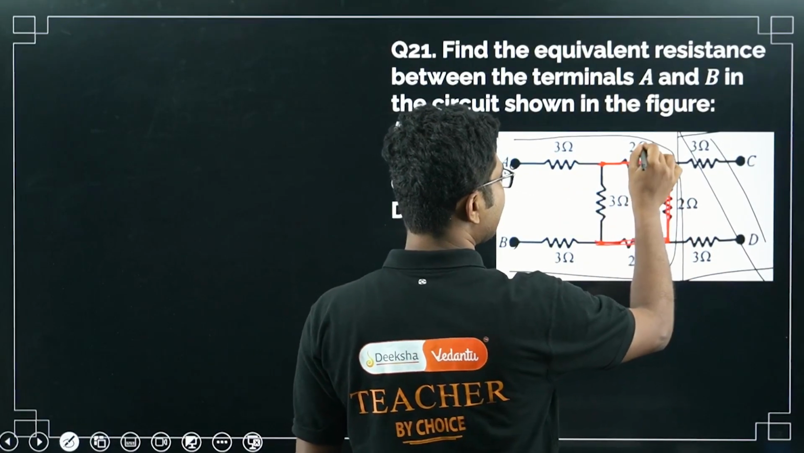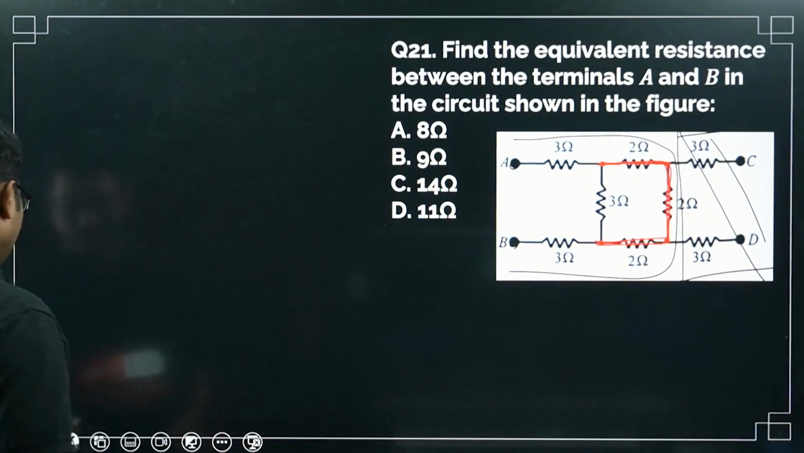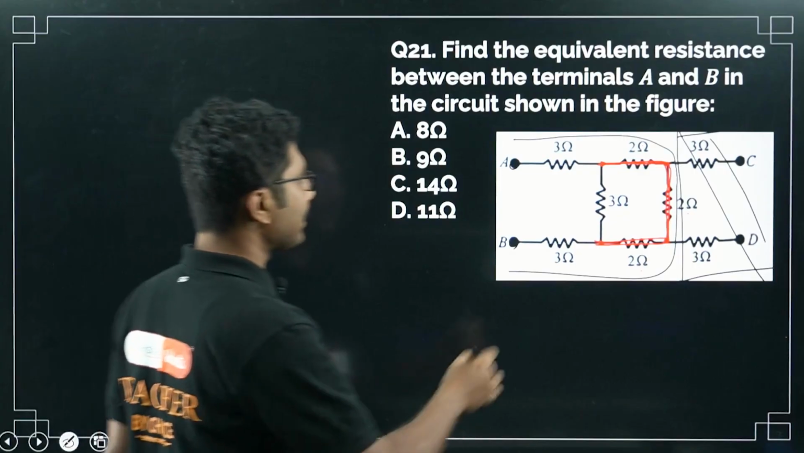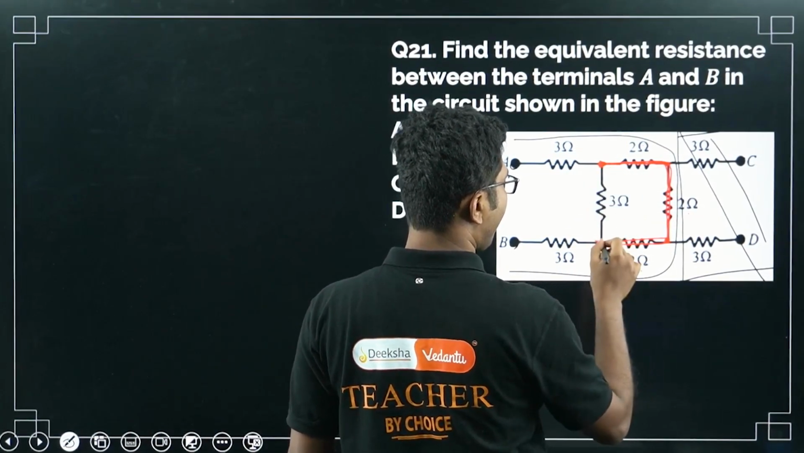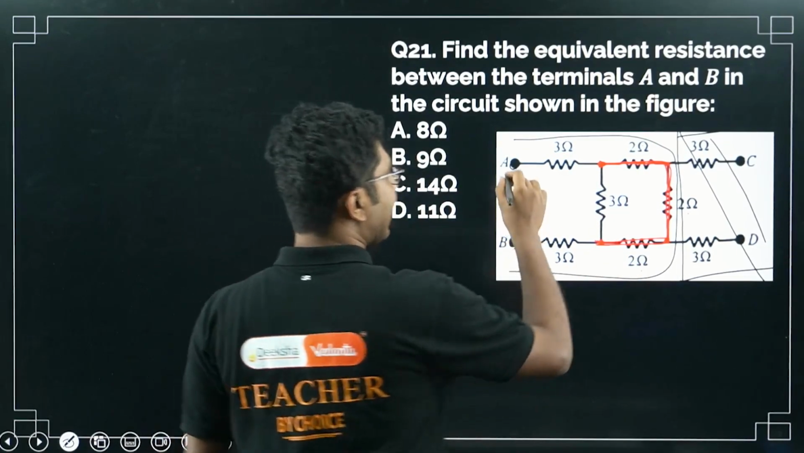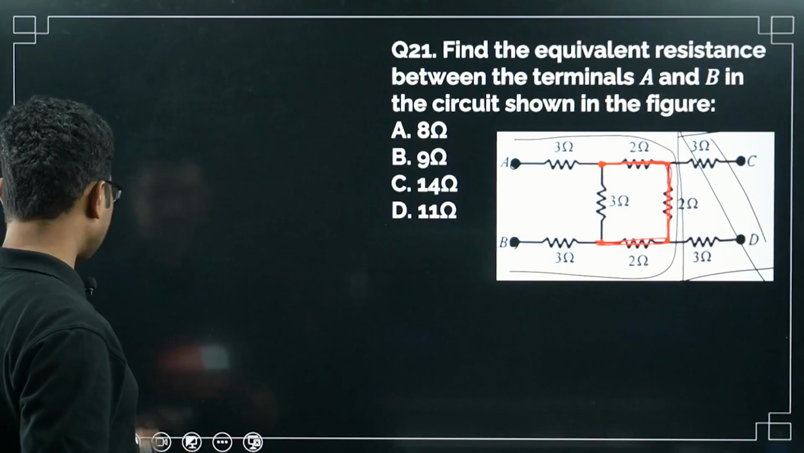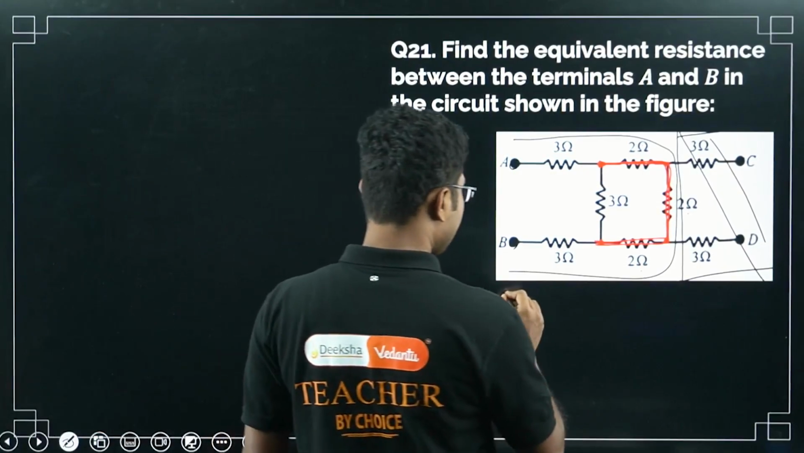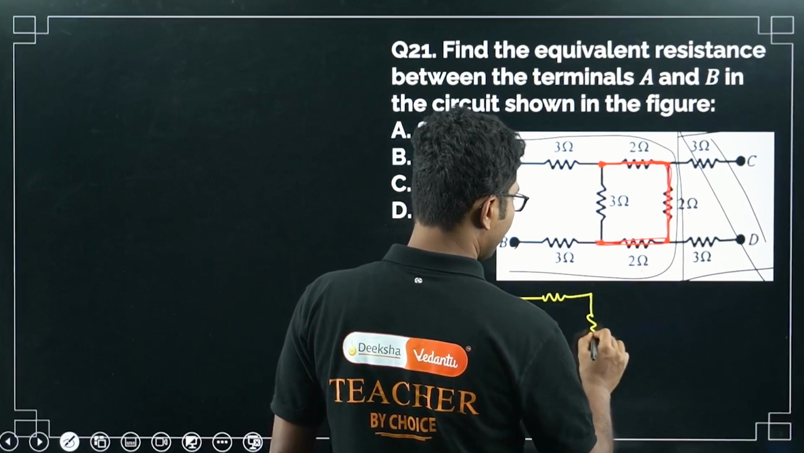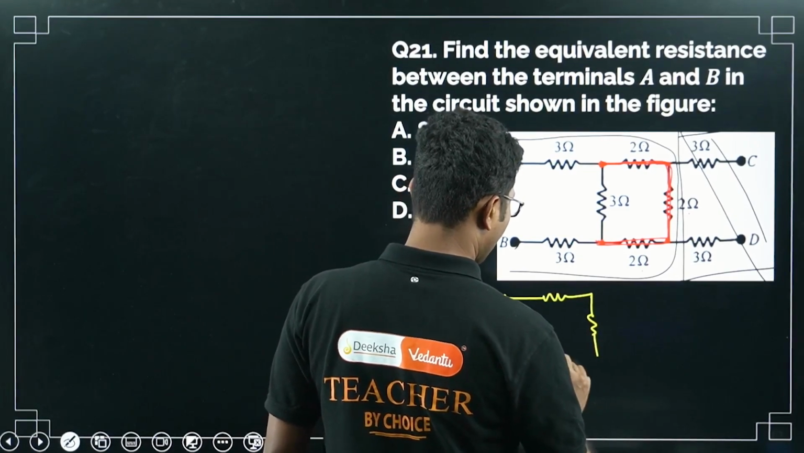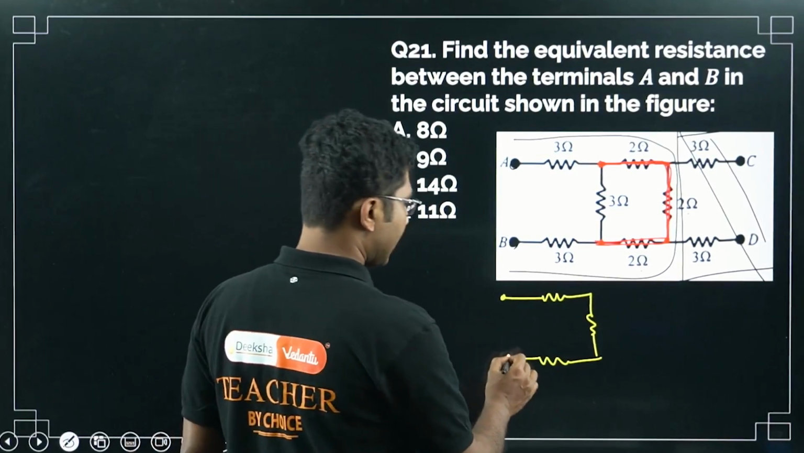These three resistances, 2 ohm, 2 ohm, 2 ohm, are all connected in series. Now this series connection is again connected in parallel to this 3 ohm. Then again this system is connected in series. So we will solve them step by step. Step 1: first we will consider this 3 ohm, this one and this one. We always start from the outer side, not from the inner side. That is the main thing.